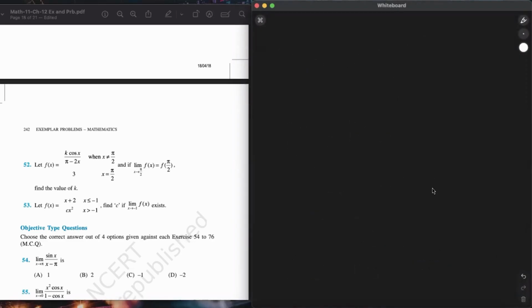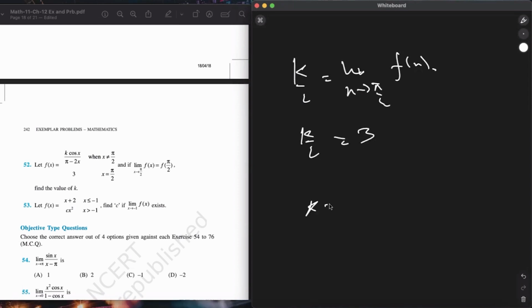Now simply we have to find the value at that point itself. So we'll just put in that value. K by 2 is equal to limit x tending to pi by 2 for f(x). K by 2 has been given equal to 3. So k is equal to 6.